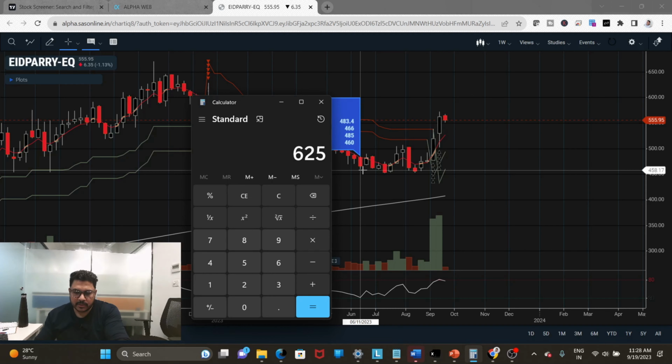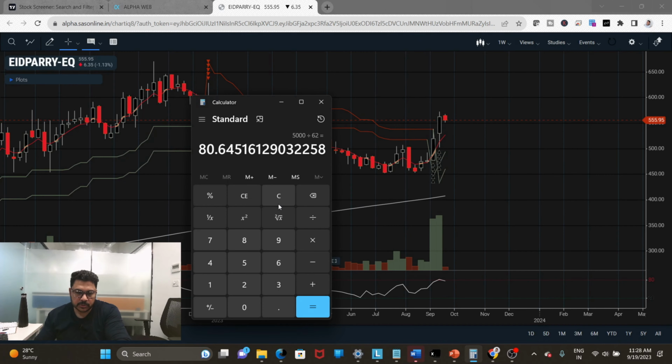So if you have a risk capacity of say 5,000 per trade, this is very important. You always need to fix this number in your trading strategy. This can be 2% of your entire capital, or maybe 1%. So decide like that. I'm assuming 5,000 is your risk capacity, and basis that you take 62 points. So 80 shares is what you can buy in this trade.